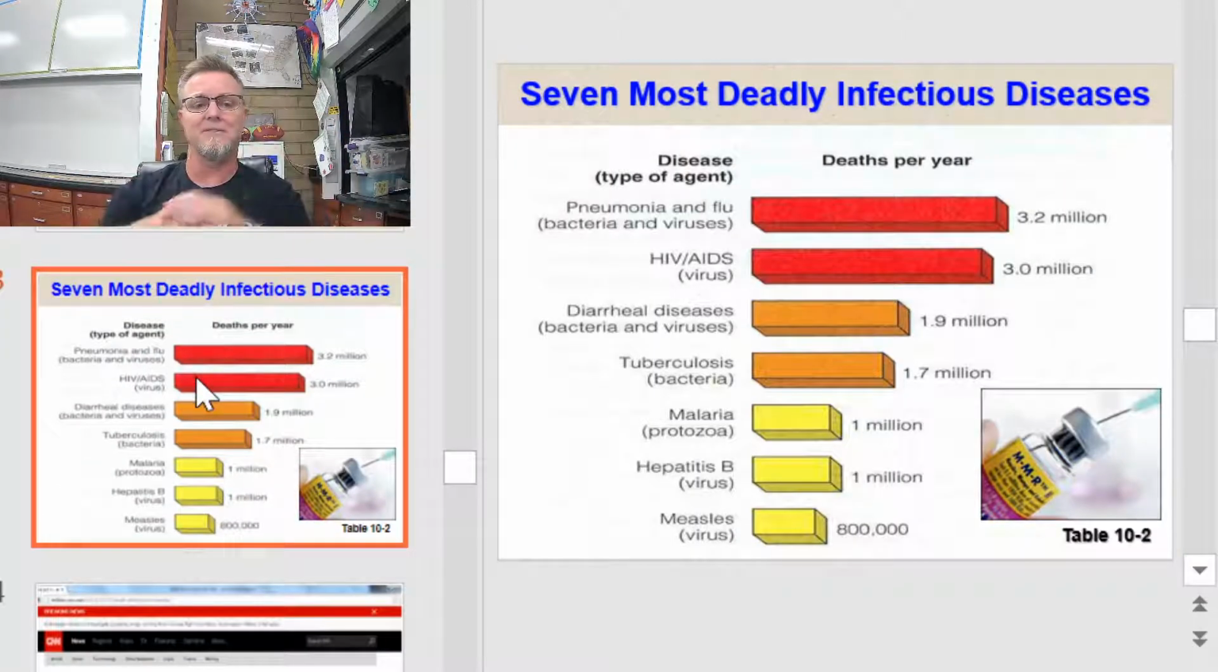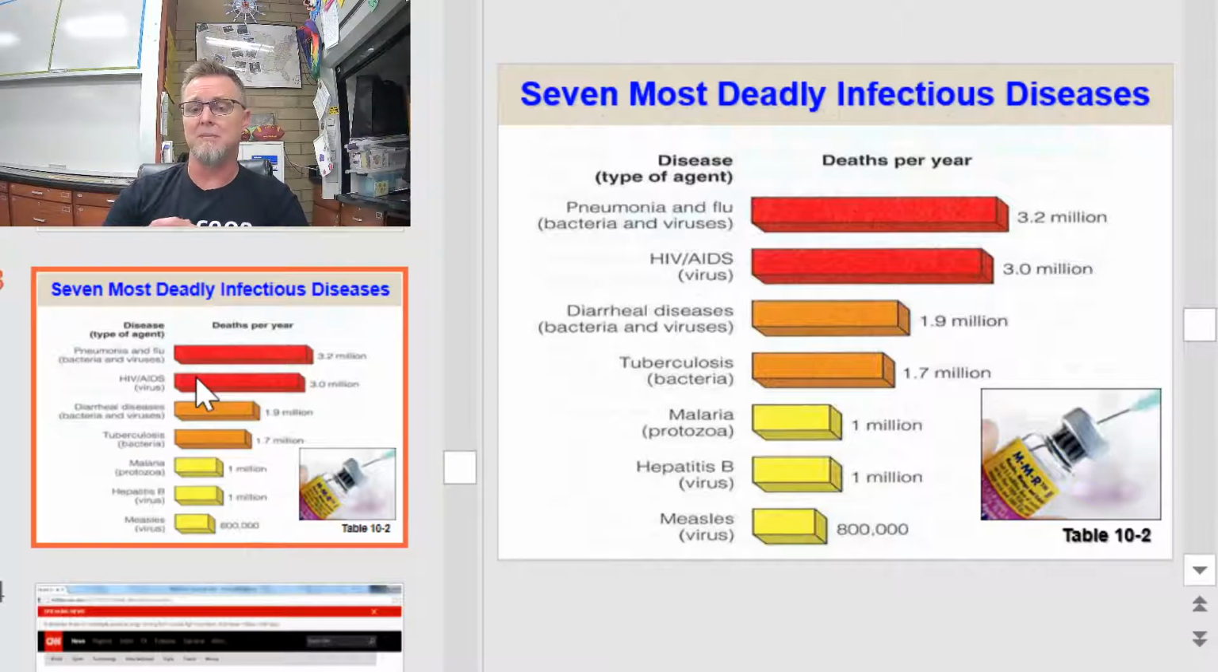This is a list of the 7 most deadly infectious diseases according to your text. At the top of the list is pneumonia and flu, which can basically be caused by bacteria and viruses. Okay. As we go down the list, we eventually finish with things like measles.